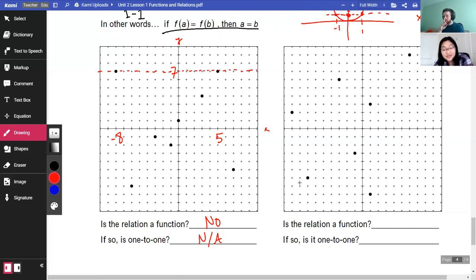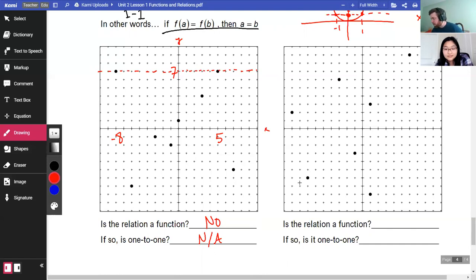Surjective spelling is kind of hard, so onto is another way of Googling that. And then bijective is just surjective and injective, because it's both of them together. And bijective functions have their purpose too. All right, so we're going to have you do this one right about now.